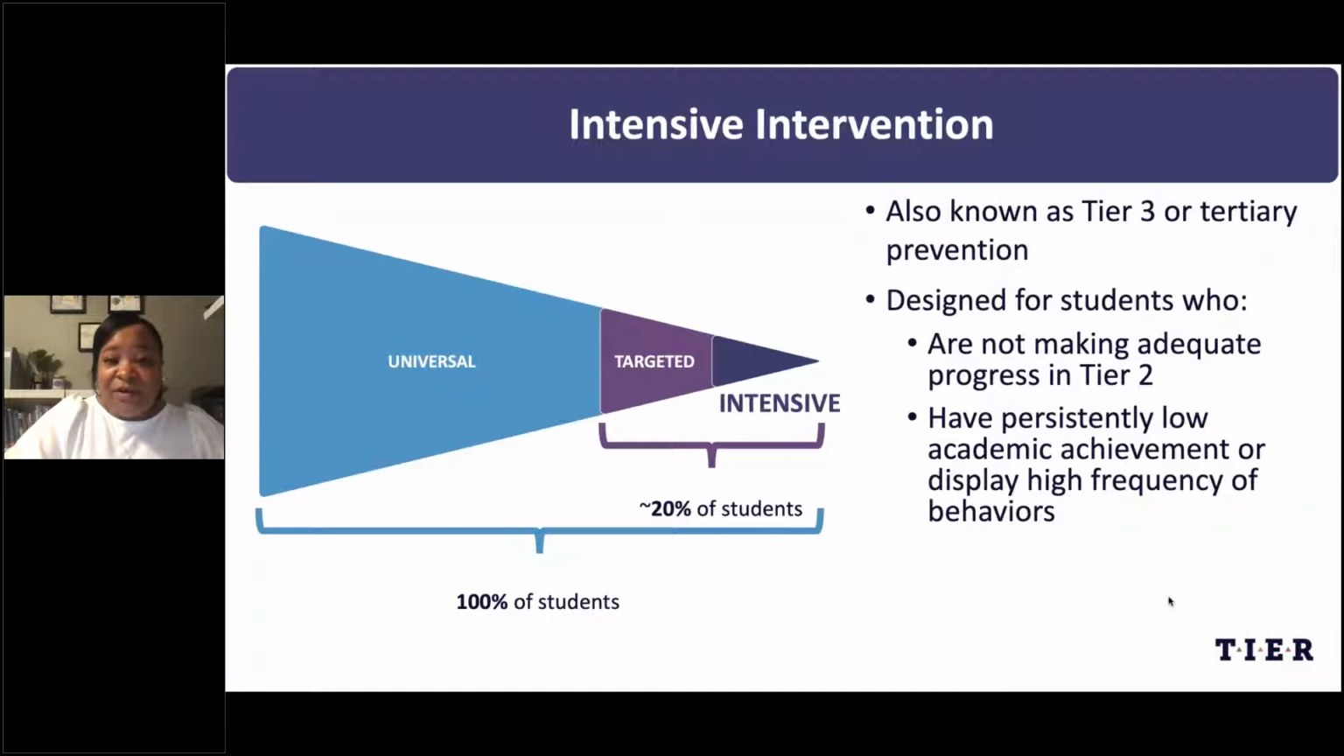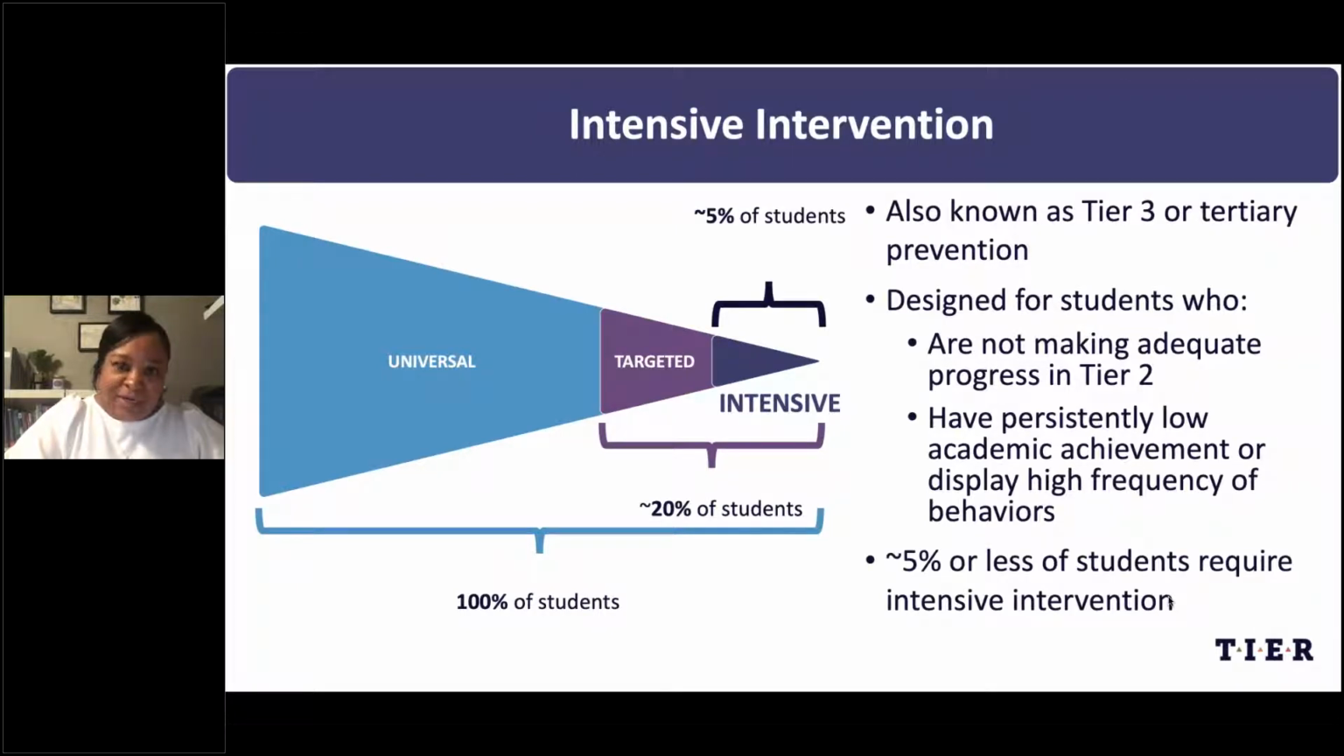Intensive intervention, often called Tier 3 or tertiary prevention, is designed for students who are not making adequate progress in their current intervention program, often a Tier 2 evidence-based intervention, or students who have persistently low academic achievement or have high intensity, high frequency behavior. Intensive intervention may occur within special education or outside of special education. Schools have different ways that they conceptualize and implement intensive intervention. Beyond universal and targeted intervention, a much smaller number of students, typically about 5% or less, require intensive intervention.